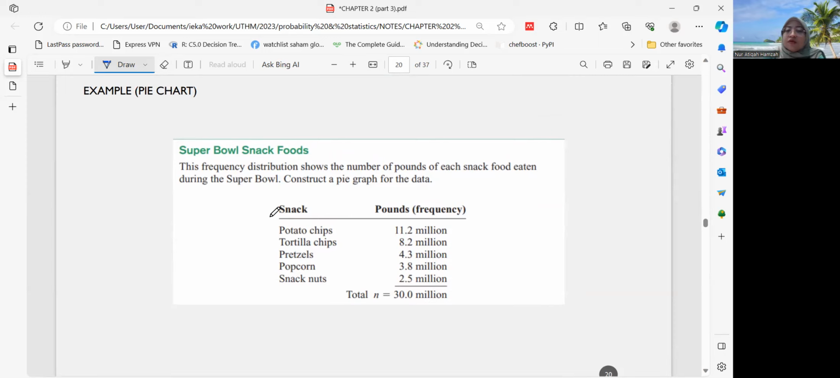And then this is the frequency. So, from the frequency, you have to find the total frequency.